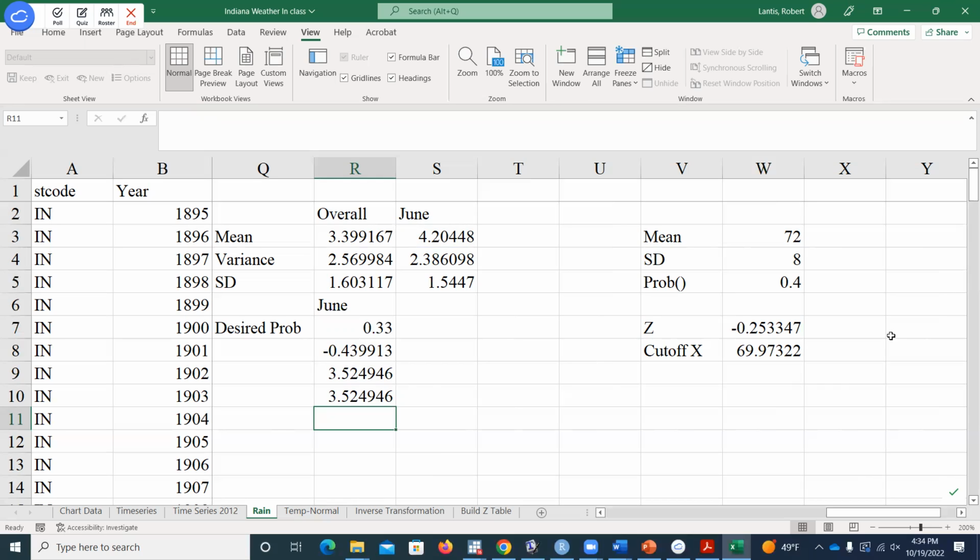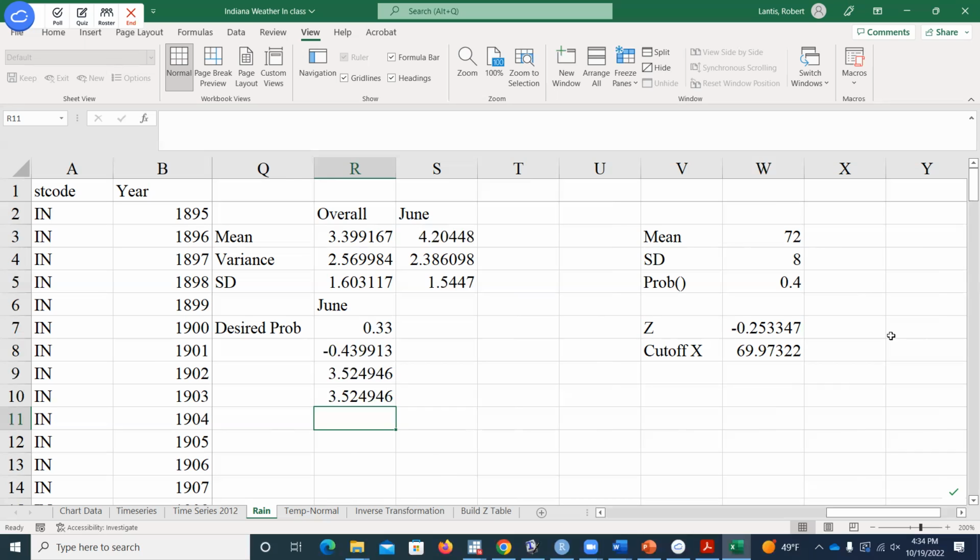Now, the reason why I show you how to use norm.s.inv and norm.s.dist is because down the road, we're going to use those functions for other things, right? But for that first third of the Excel assignment, you can use the norm.dist and the norm.inv. You can have it do the work behind the scenes if you want. Or you can break it down into steps if you want to double check yourself.